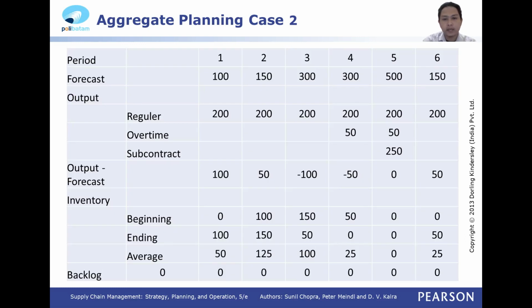Here we have the forecast demand the same as the previous example, but we have a constant output production of 200 units in regular working hours, and we use overtime working hours in periods 4 and 5 with a limitation of 50 units. We can focus here on period 5, which is to fulfill a demand of 500. In period 5, we need the subcontract workforce to produce 250 units because we have 0 units of inventory and only produce 250 units in regular and overtime working hours.